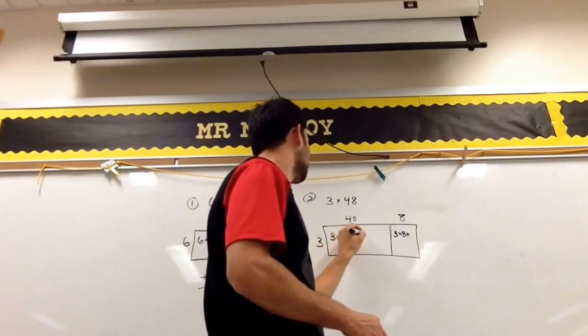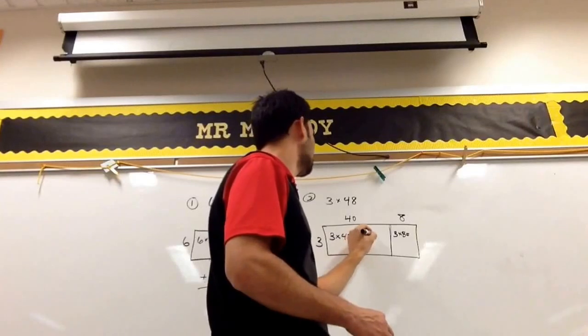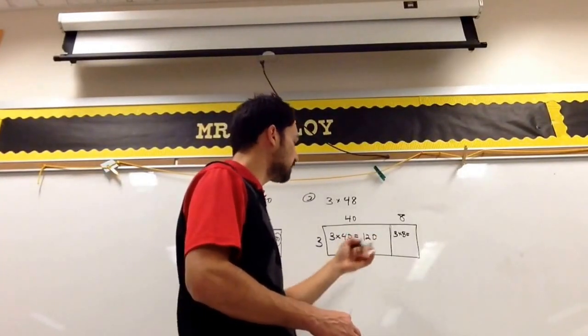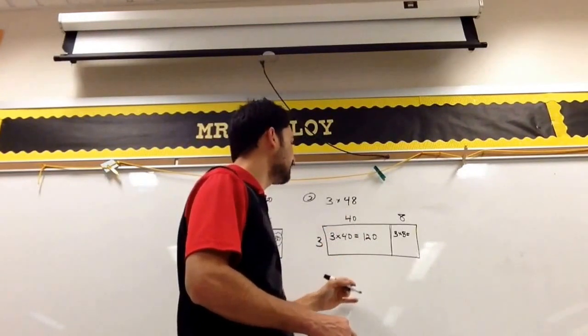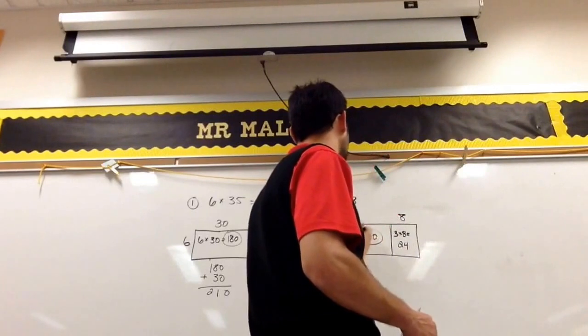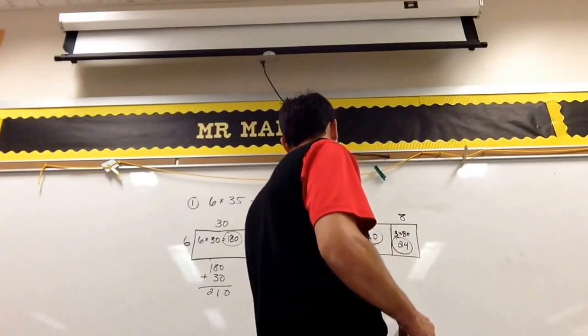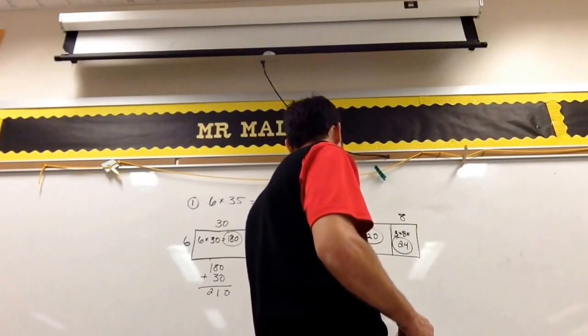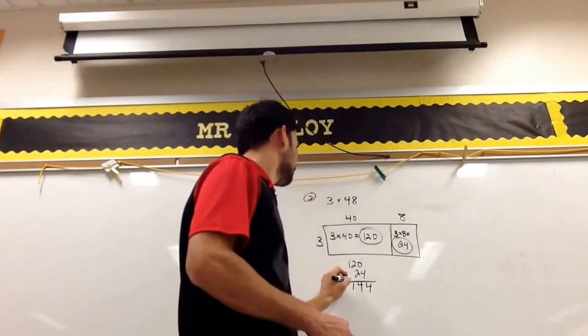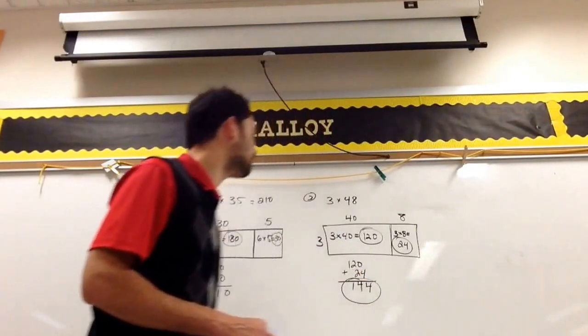So this is 3 times 40, and then 3 times 8. 3 times 4 is 12. Put the 0. Okay, so that's why we learned that mental math strategy before we started into this. So you have that. Okay, so 3 times 8 is 24. I take my products. I add them together. So this would be 4. So our answer would be 144.